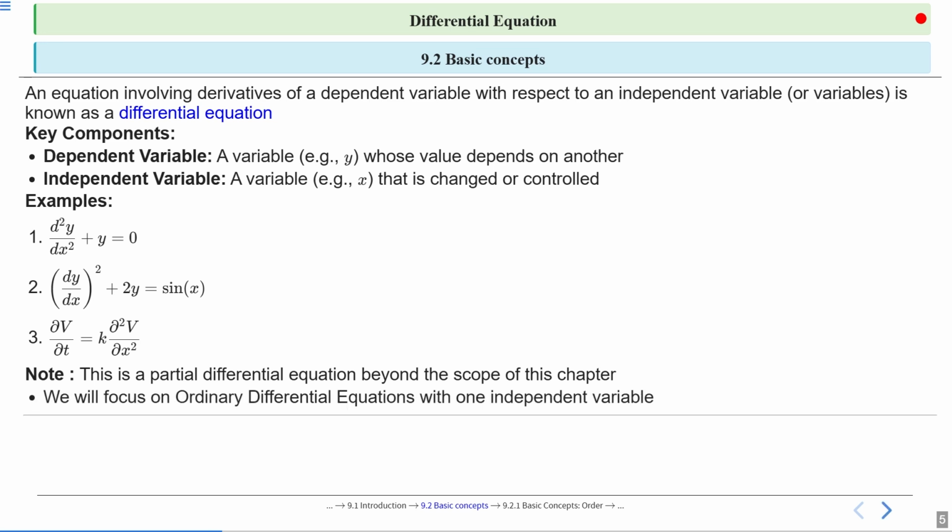So we will focus on ordinary differential equations, ODE, with only one independent variable. If a variable is dependent upon more than one variable, that type of differential equation is a PDE, that is a partial differential equation. But we only see ordinary differential equations with respect to only one independent variable.